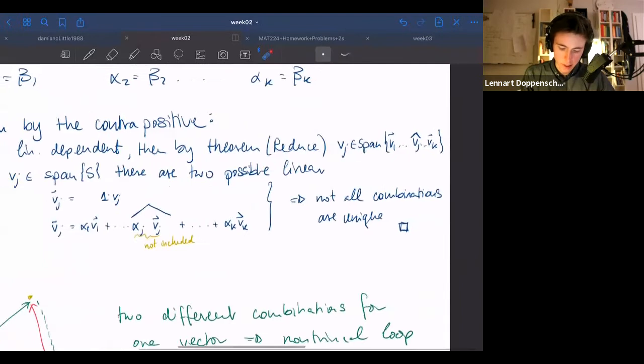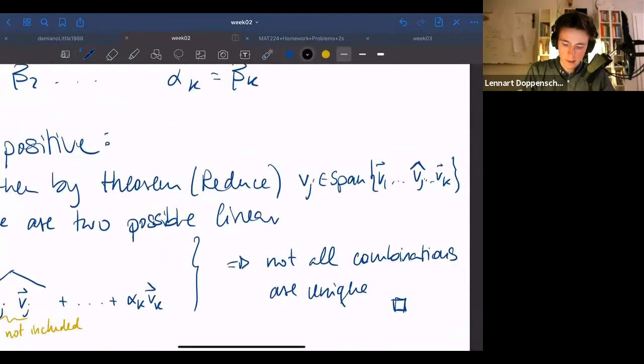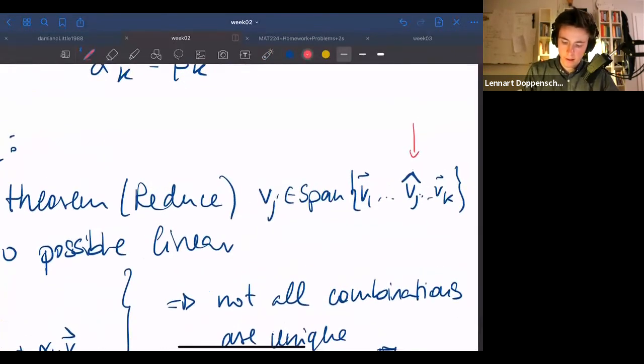Yes, this notation here, I think I said this last time, but let me repeat this. A hat always means you remove the object. This item removed.